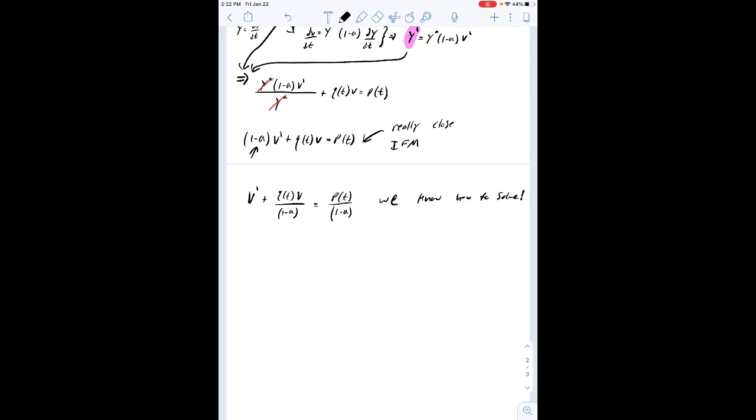We know how to solve this because this is just the integrating factor method, but with a little bit of a scaling factor right here. So I know that a first derivation can always be a little bit abstract, so let's go into an example.